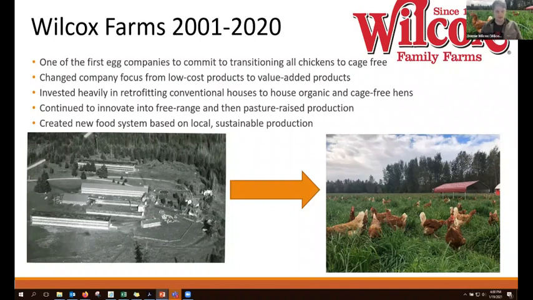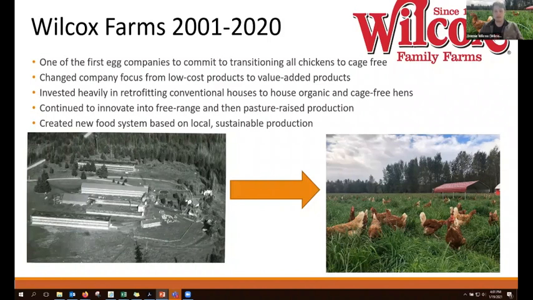To do that, it became obvious very quickly that you can't do that and also be a massive scale producer that produces eggs at super low cost, which is where the industry was going. While we were going cage-free and organic, the industry was getting bigger and more consolidated. The cages were getting smaller, the bird numbers were getting bigger. So we really had to figure out a totally different food system, a totally different way to organize our business, one that's more local, more sustainable, and we think has better outcomes for animals and people. So that's the really brief story of how we got to being the Wilcox Farms that we are today.